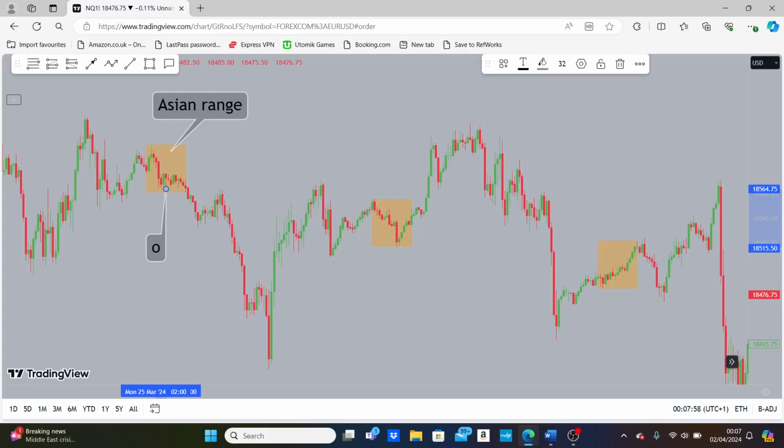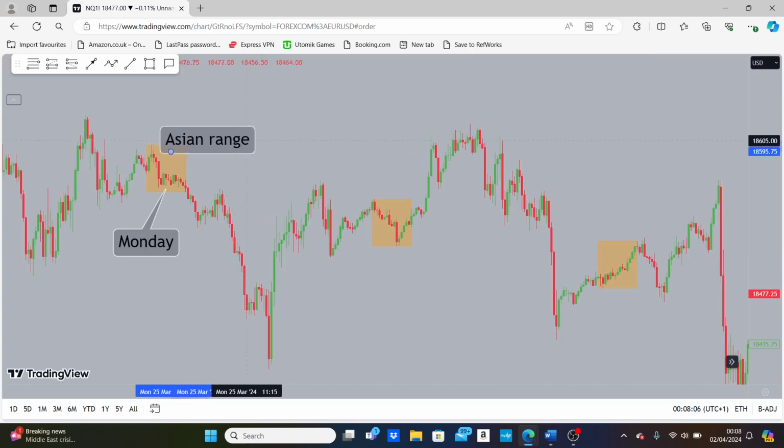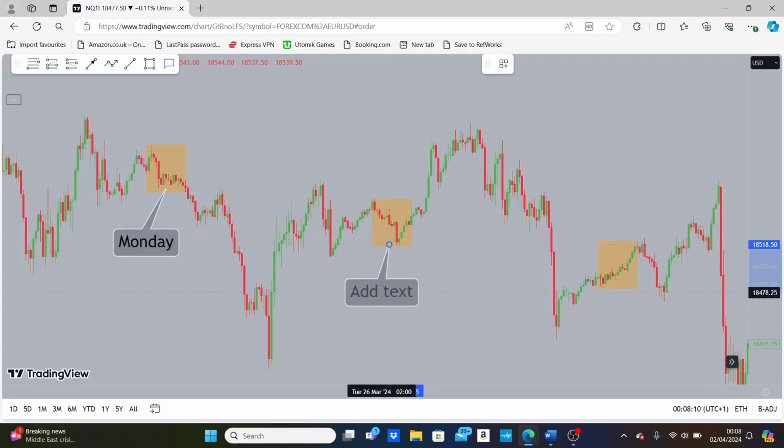This is Monday's Asian range, sorry. Here we have Monday the 25th of March, just over a week ago at the time of recording, and we have the Asian range in orange. Now we have Tuesday's Asian range. What we're going to go over are liquidity-based and time-based price action techniques that you can apply to any market, not just NQ, but ES and other markets.